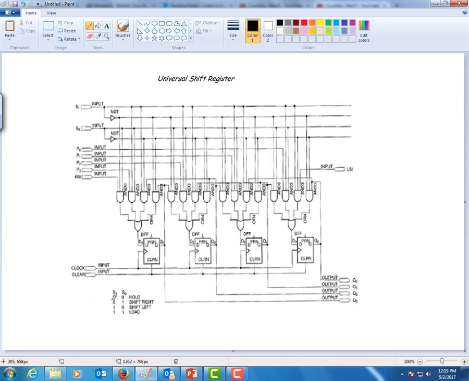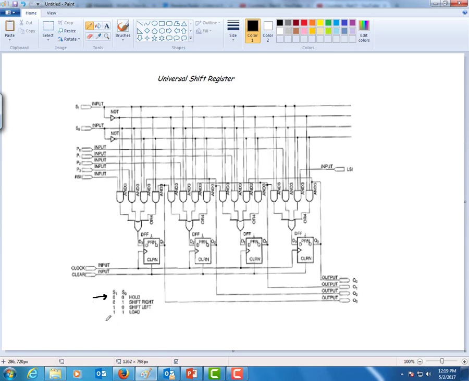So one mode of operation is a hold state. That's basically where if you clock it, the output will be fed right back to the input and it won't change the value. So that would hold the value right where it is. You're going to also have a shift right and a shift left. Those were previously discussed in the earlier video.